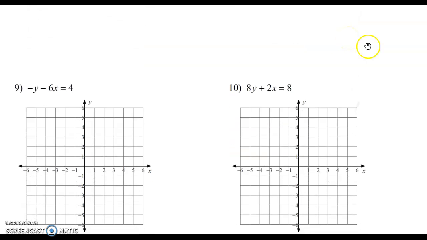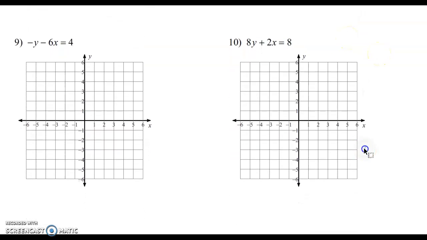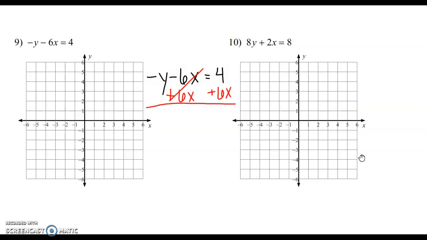So you can see 9 and 10, the difference is they're not in slope-intercept form. So the first thing you're going to have to do is solve them for y. I'll rewrite it here so we have space. So negative y minus 6x equals 4. So I first move the negative 6x by adding 6x to both sides. So negative y equals 6x plus 4.